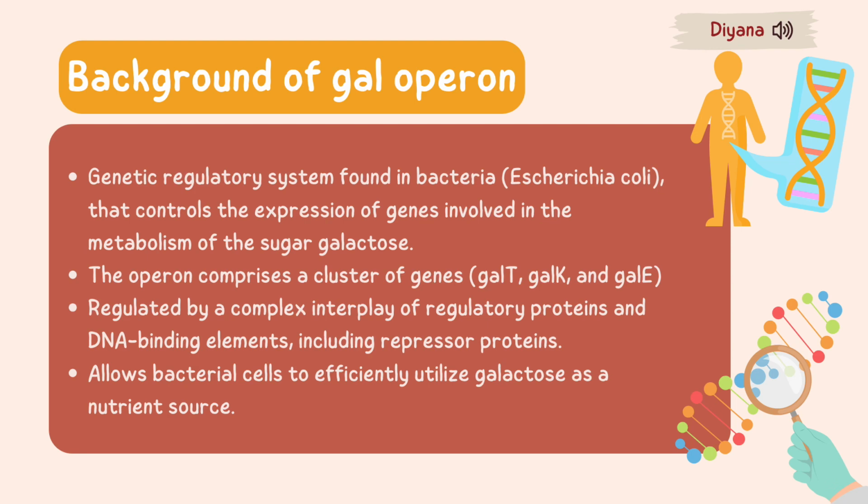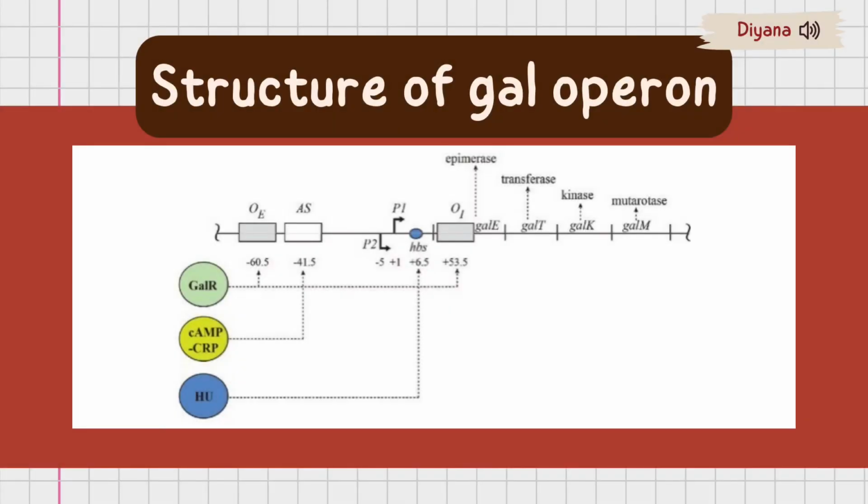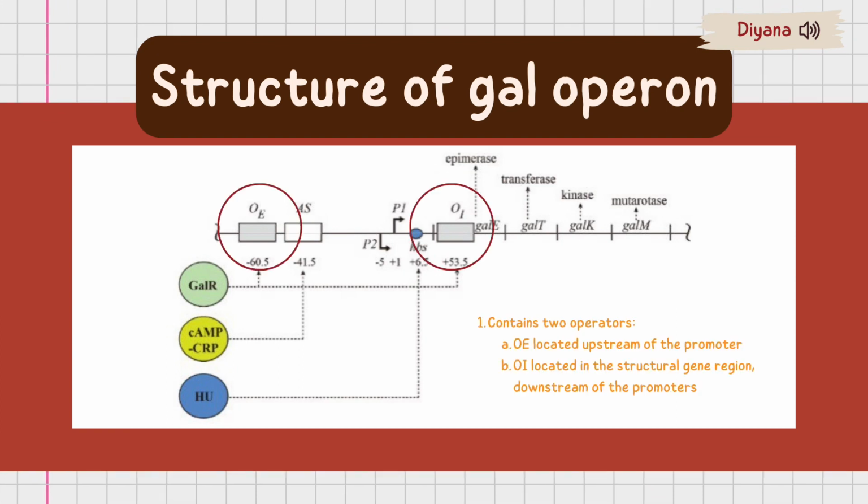These intricate regulatory systems allow bacterial cells to efficiently utilize galactose as a nutrient source when preferred sugars are not available, while conserving energy when other sugars are present. This is the structure of the gal operon. The gal operon contains two operators, which are OE and OI. OE is located upstream of the promoter, while OI is located in the structural gene region downstream of the promoters.